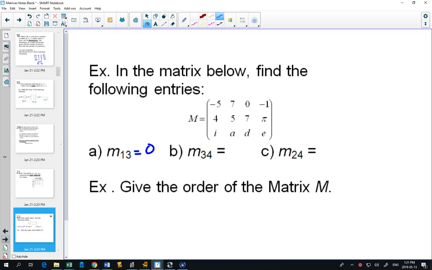I'll give you a head start on the next two and the order of it. Did you get E for M34? And of course I chose all the fancy ones for the answer. 2, 4 would be pi. And the order, there are 3 rows, 4 columns. Matrices rock.